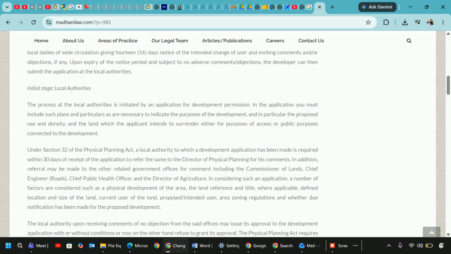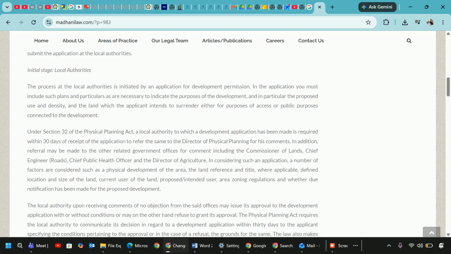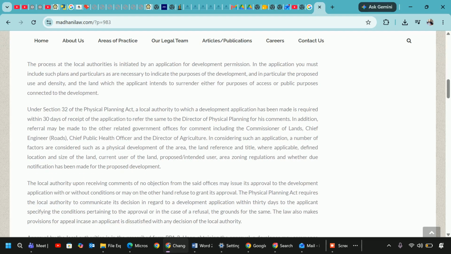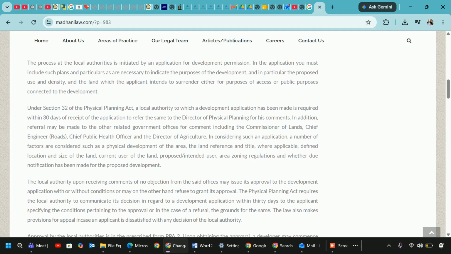In considering such an application, a number of factors are considered, such as physical development of the area, the land reference and title, where applicable, defined location and size of the land, current use of the land, and proposed or intended user. Area zoning regulations will also be considered, and whether due notification has been made for the proposed development. So the local authority, upon receiving comments of no objection from the said offices, may issue its approval to the development application with or without conditions, or may, on the other hand, refuse to grant it approval.